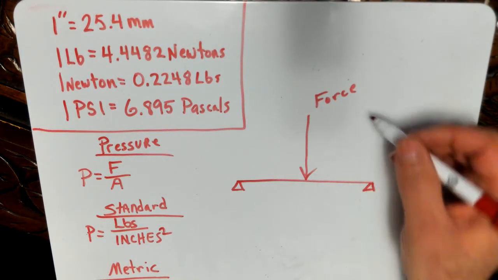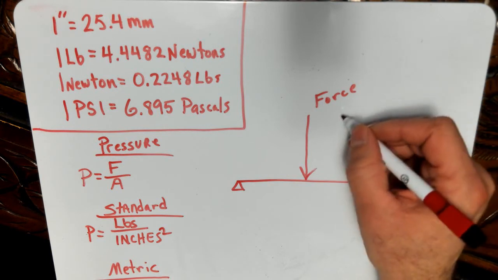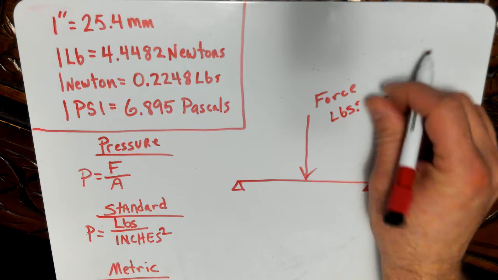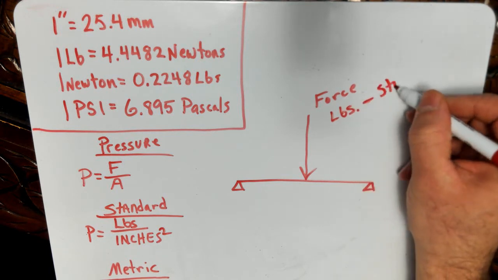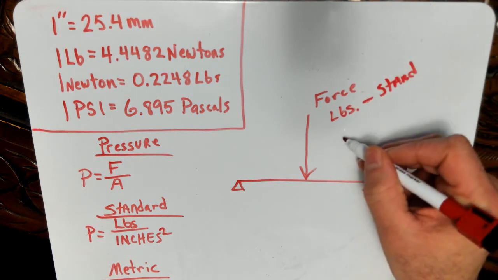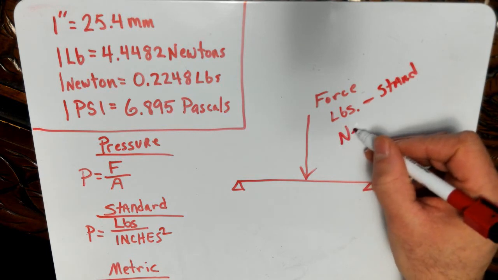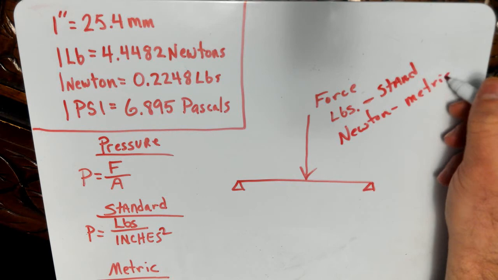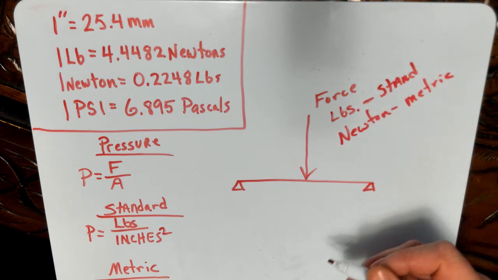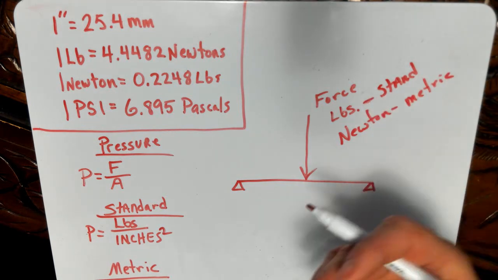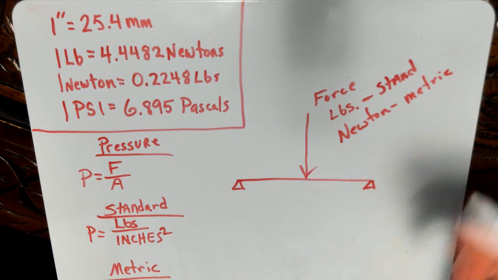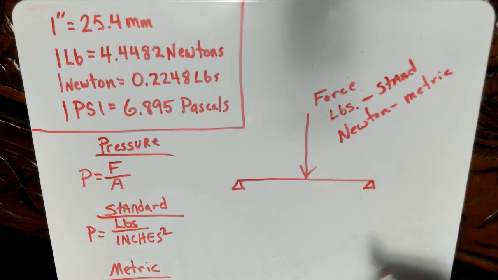So, again, the force in standard units is going to be pounds, okay, for standard. All right, the newton is going to be for metric. That's the force that's coming down. That's going to provide the pressure whenever you figure out what the cross-sectional area is of the member, okay? So that's just real rough, real standard.